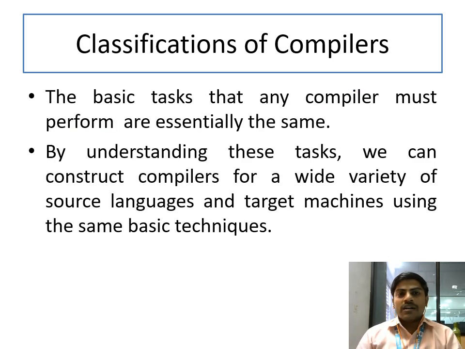So the basic tasks that any compiler must perform are essentially the same. But by understanding these tasks, we can construct compilers for a wide variety of source languages and target machines using the same basic techniques, and that is why these classifications are there. However, the compiler must perform fundamentally the same task of converting source language into machine language so that the machine understands what the user tries to say.